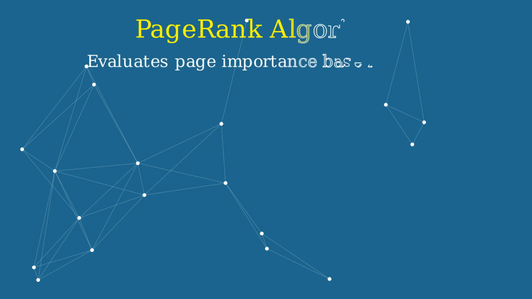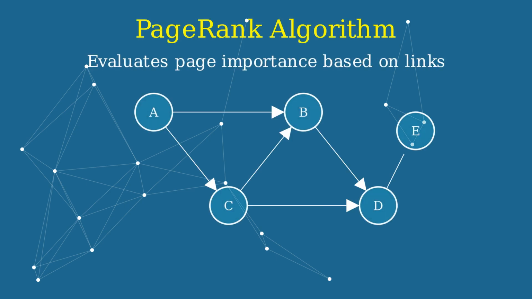Google's PageRank algorithm revolutionized search by evaluating the quality and quantity of links to a page as a measure of its importance. Pages with more high-quality inbound links receive higher rankings. Let's see how this works.